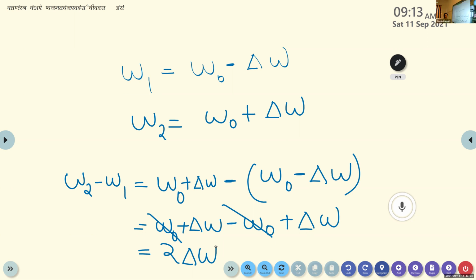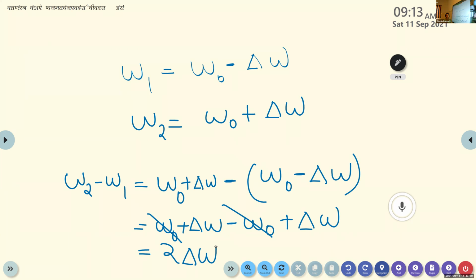Omega 1 is equal to omega 0 minus delta omega, because the first angular frequency is less than the maximum frequency by an amount of delta omega. Omega 2 is the second frequency that we are considering in the graph. It is larger than the maximum resonant frequency omega 0 by a small amount. So we take it as positive: omega 0 plus delta omega.